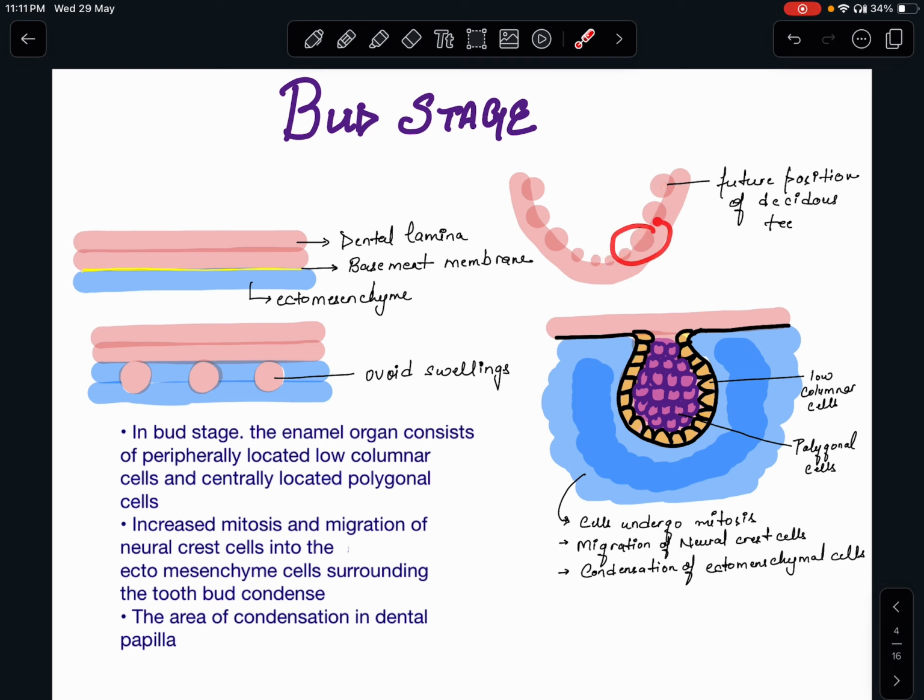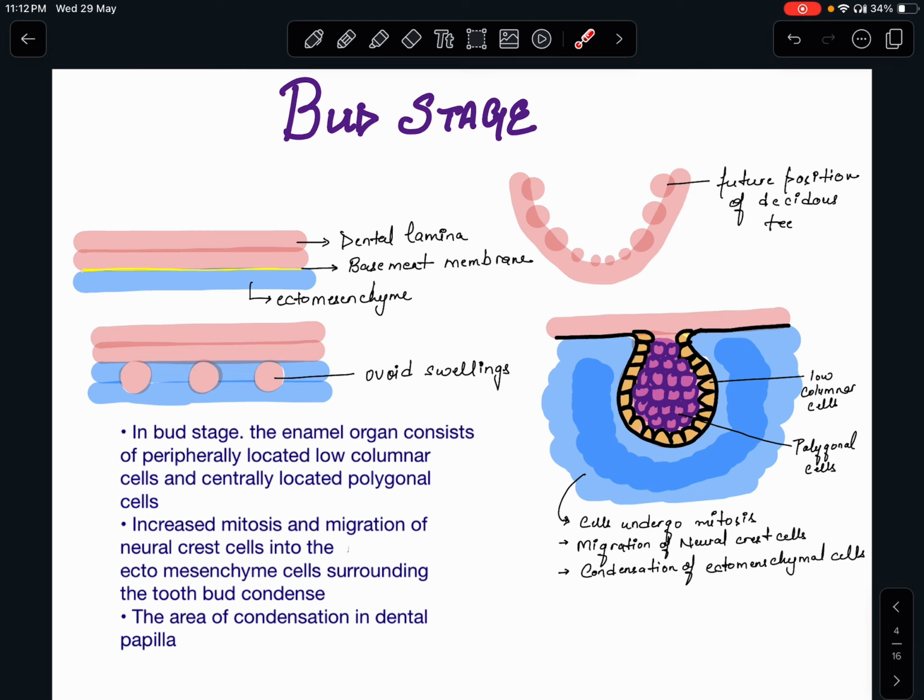So if we zoom into this bud, what we'll see is that the periphery is lined by low columnar cells, and the center is filled by polygonal cells. All right, and then this is the ectomesenchyme, so it shows some condensation in this stage. Okay, so the same information is written over here, that it has low columnar cells and polygonal cells, and in the ectomesenchyme there is mitosis, migration of neural crest cells, and condensation of ectomesenchyme, which will form the dental papilla and the dental sac.